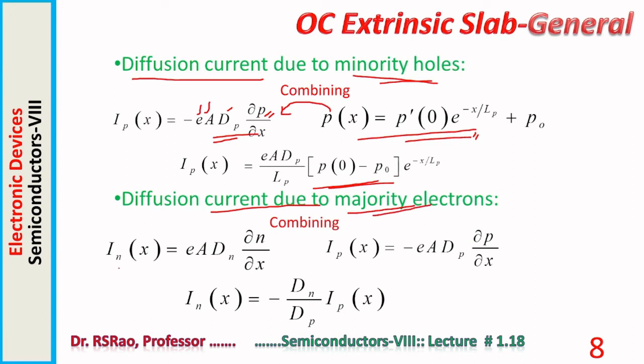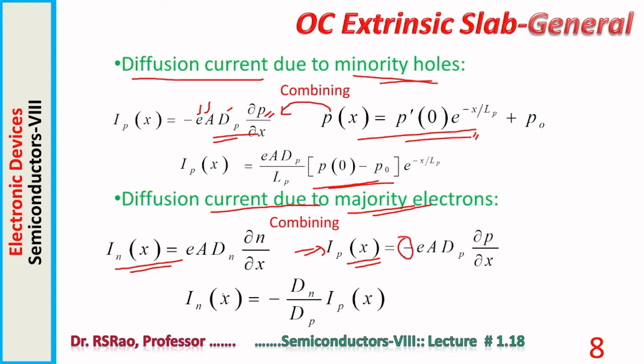Diffusion current due to electrons is given by this formula: In of x is E A Dn dn by dx. Of course, for holes, we have this relation. Like electrons, we have a relation for holes too. A lot of similarity except this minus sign.